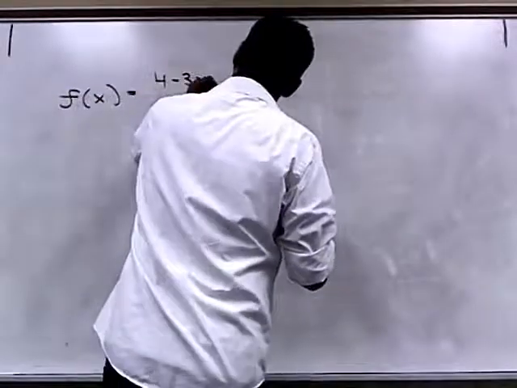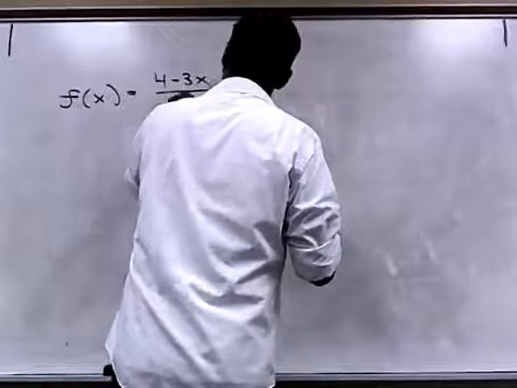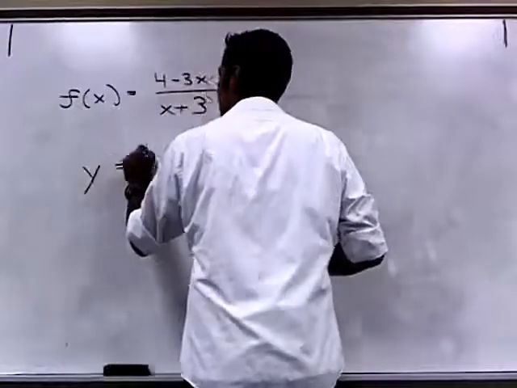4 minus 3x over x plus 3. How do we find the inverse? We replace f of x with y.